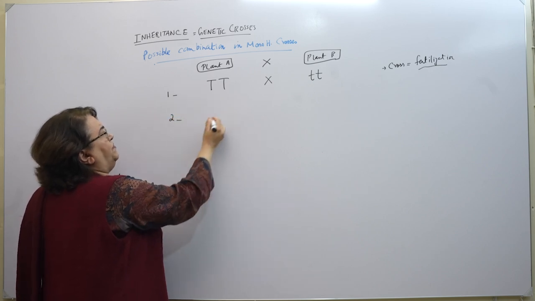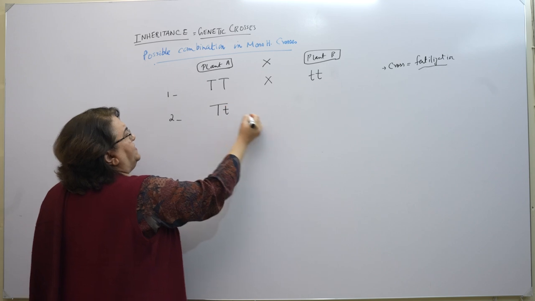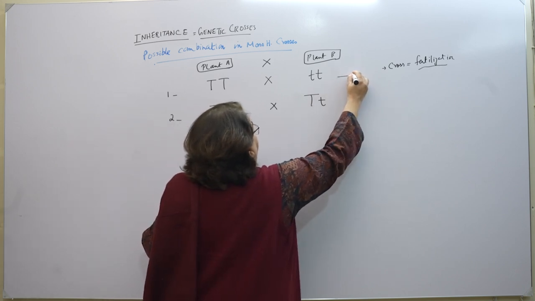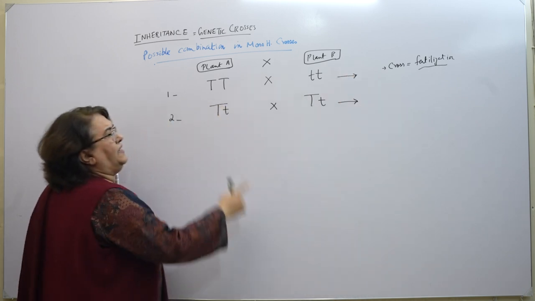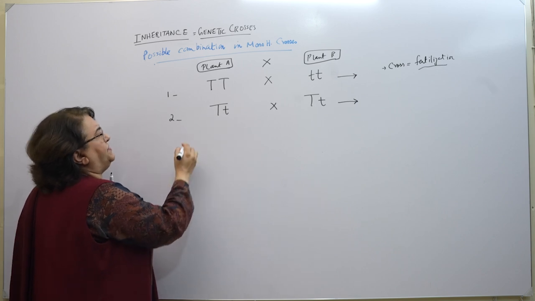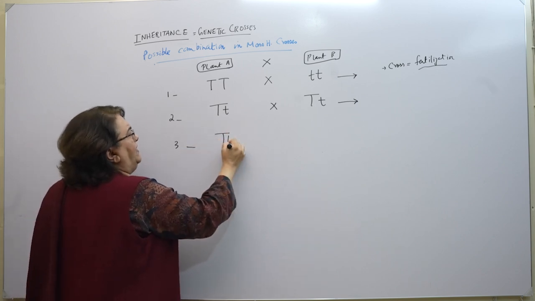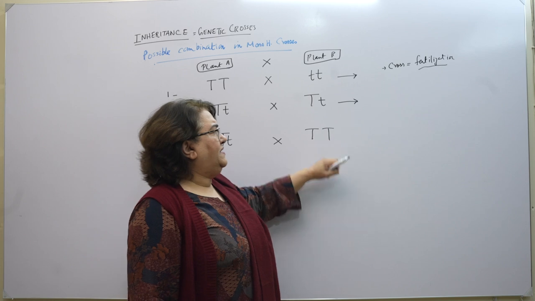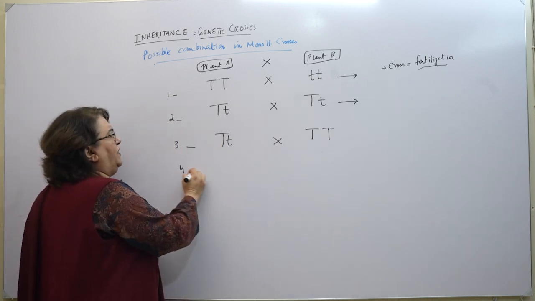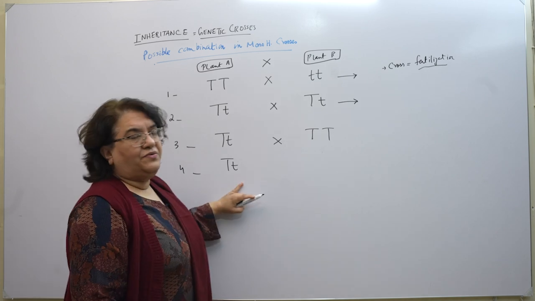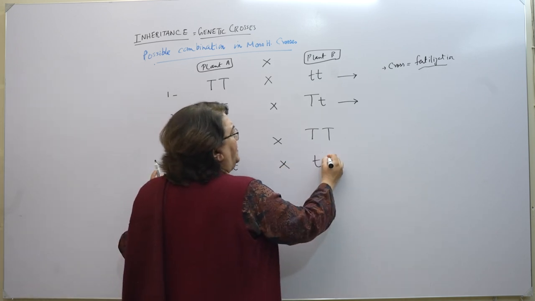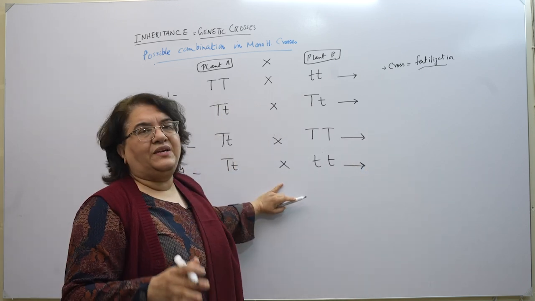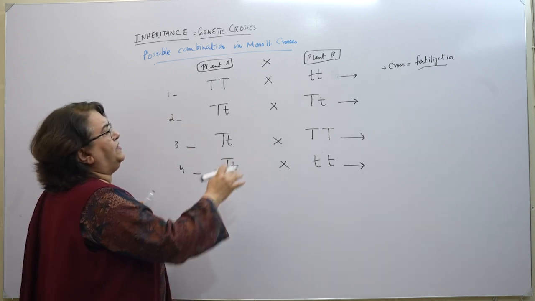Now the second cross could be that I take one heterozygous and the other plant is also heterozygous. So what will be the ratio in the offsprings? And this is what we'll tell after doing the genetic crosses. Now number 3 would be that one is heterozygous and the other one is homozygous dominant, and again this is the pure variety. And the fourth one would be that one is heterozygous and the other one is homozygous recessive. So we have to work out 4 basic genetic crosses to understand what this is all about.